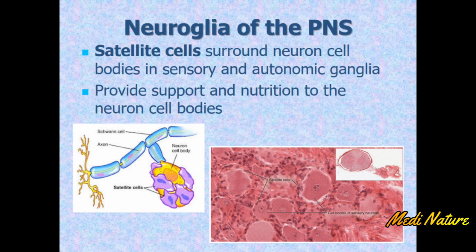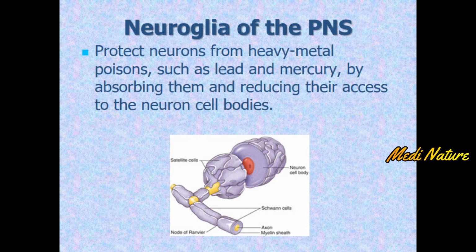The satellite cells surround the neuron cell bodies in sensory and autonomic ganglia. These cells are important to provide support as well as nutrition to the neuron cell bodies. These satellite cells are also important to protect neurons from heavy metal poisons such as lead and mercury, by absorbing them and reducing their access to the neuronal cell bodies.